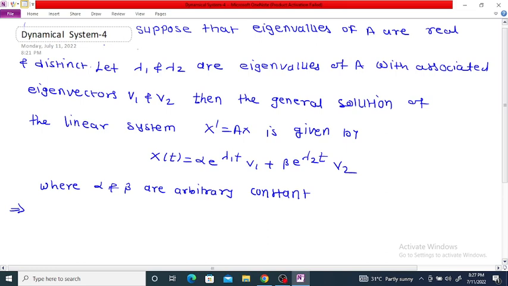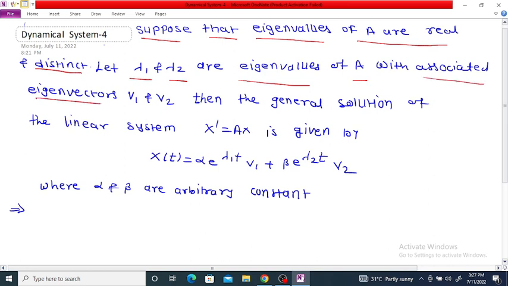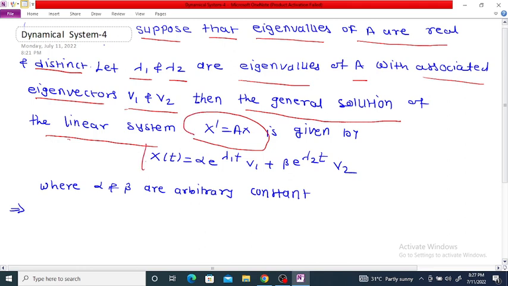Theorem on a dynamical system. Suppose that the eigenvalues of a matrix A are real and distinct. So we assume here lambda 1 and lambda 2 are eigenvalues of matrix A with associated eigenvectors v1 and v2. Then the general solution of the linear system x dash is equal to Ax is of the form x(t) = alpha e raised to lambda 1 t v1 plus beta e raised to lambda 2 t v2.